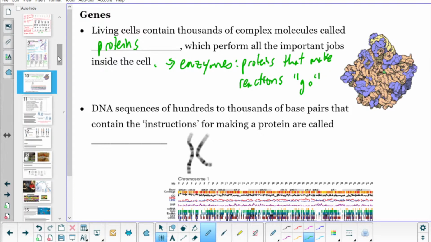I'm going to add some things. Maybe I'll turn to another page in here. DNA sequences of hundreds to thousands of base pairs that contain the instructions for making a protein are called genes, a set of DNA that makes one protein. That's thousands of these. Chromosomes contain thousands of genes.